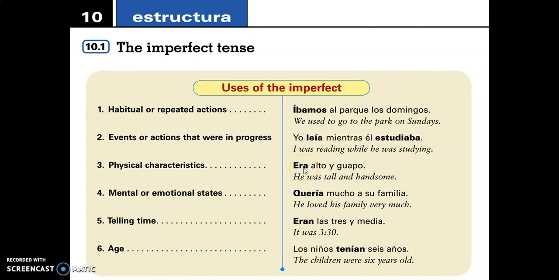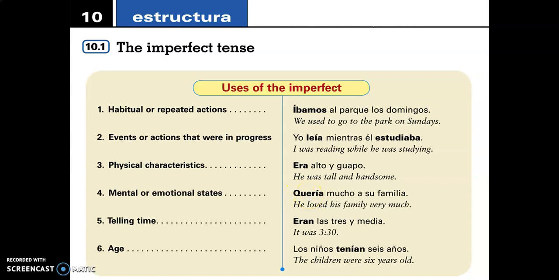Era alto y guapo. He was tall and handsome. You can kind of translate that in a sense as he used to be, right? He was when he was younger. Era alto y guapo. This is your form of ser. Quería mucho a su familia. He loved his family a lot. Okay. Talking about a feeling in the past, so that's going to use el imperfecto.